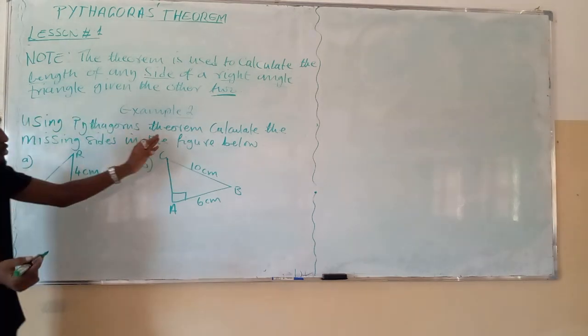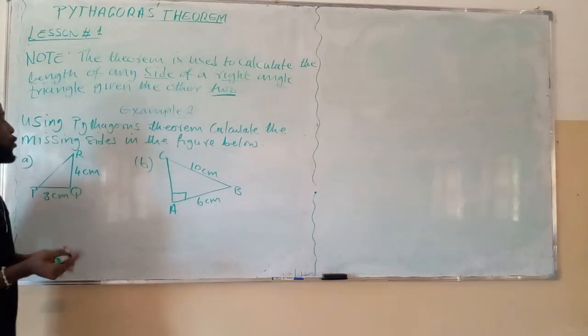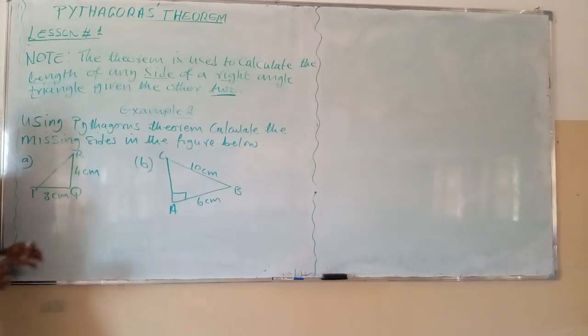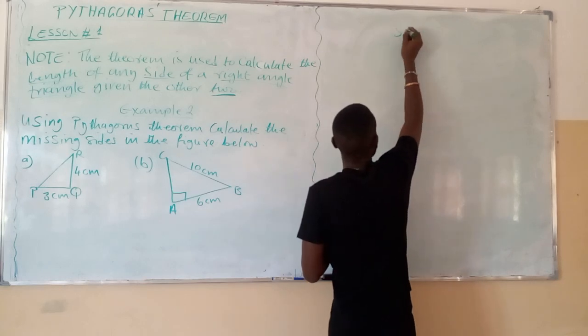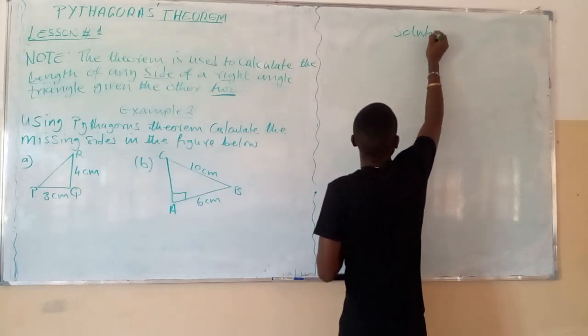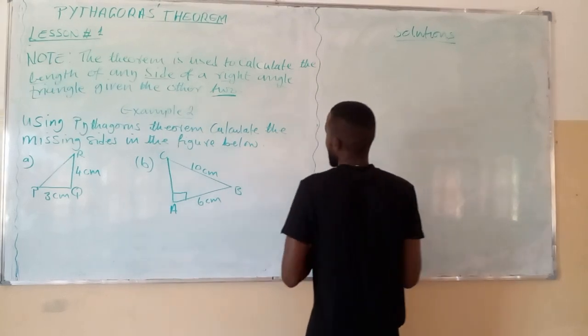Example. Using Pythagoras theorem, calculate the missing side in the figure below. We have A and B. We need to use Pythagoras theorem to calculate this. So how do we calculate this? Let us write our solutions here. Solutions for the first part. A.